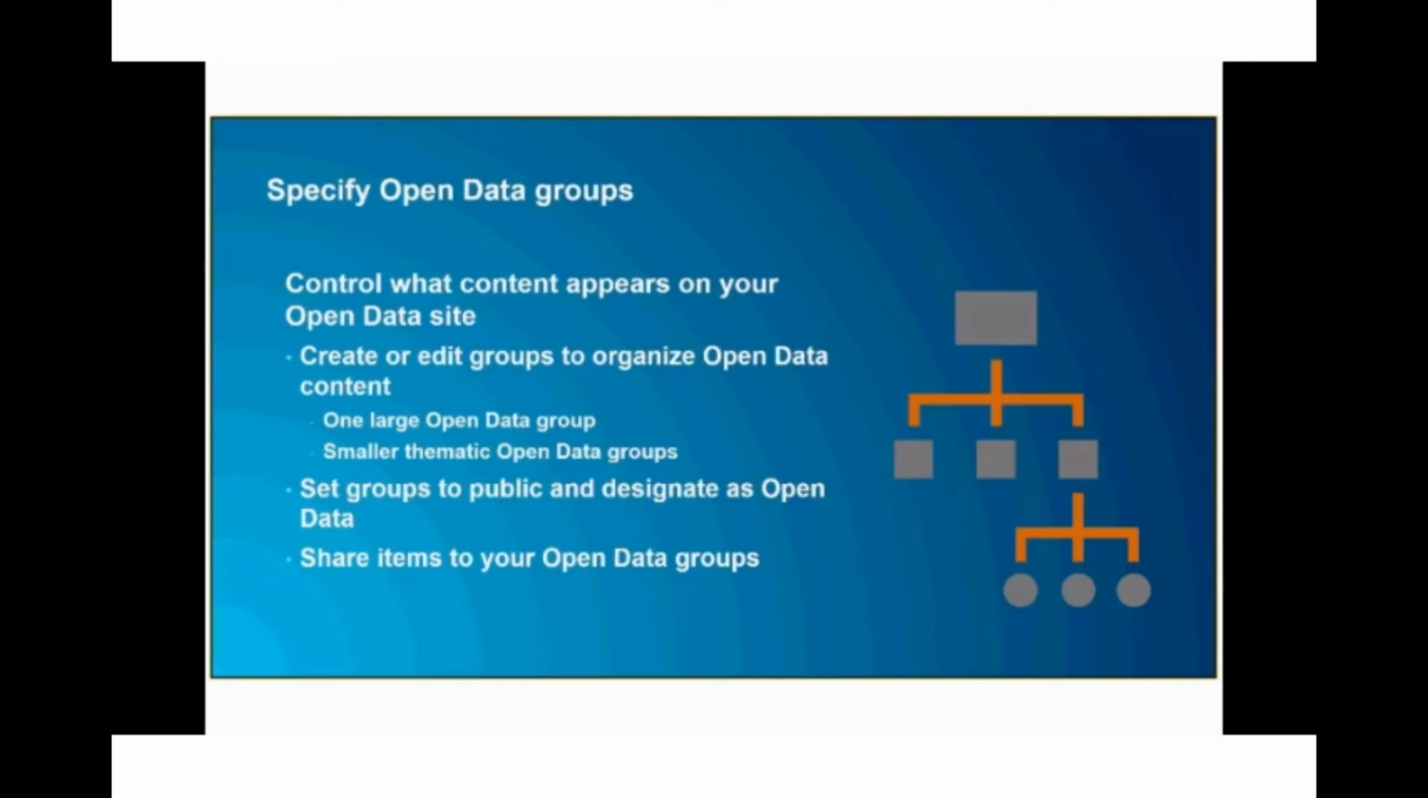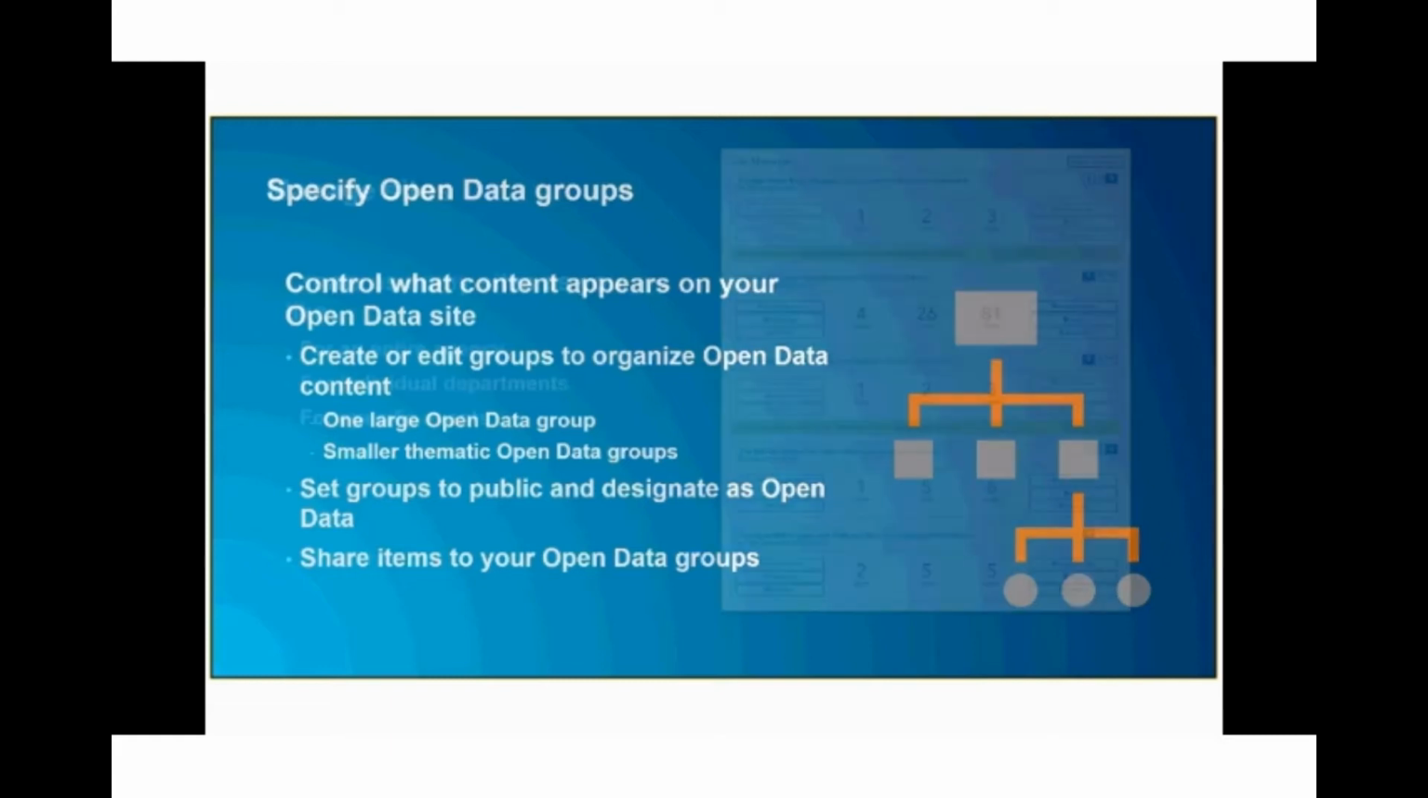Let's say you have an open data site in a company and you want to link up with another open data site overseas. This group enables you to link up with another group in another organization, and they can access the same data in this group. So you will create and edit groups to organize open data content, and then you will set them to public and designate them as open data. We will see this briefly in our demonstration coming up.